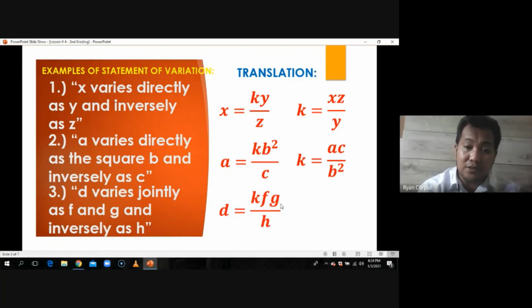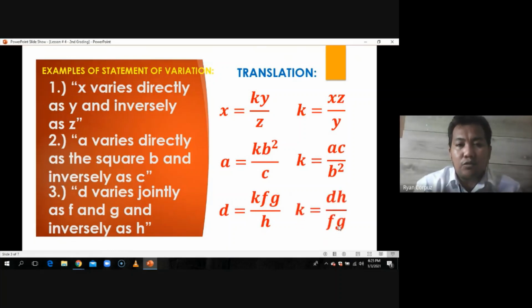Then inversely as H. So ayun yung denominator na, H. Then, for us to come up with the formula for finding K, we do have to multiply these two. That's DH. Yun nasa numerator. Then kasama ng K na FG, ayun yung nasa denominator. So we do have K is equal to DH over FG. So in the third example, it already involves 4 quantities. So nakadepende sa given statement of variation natin kung ilang quantities yung involved there, depending on the combination of the two kinds of variation.